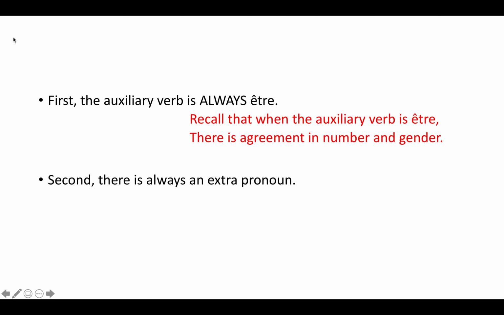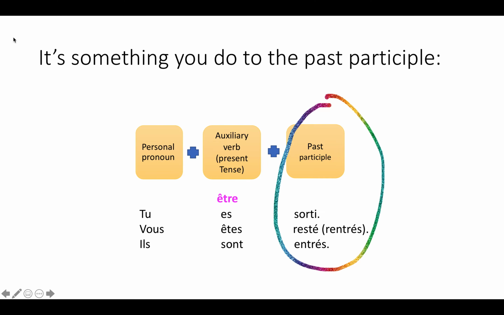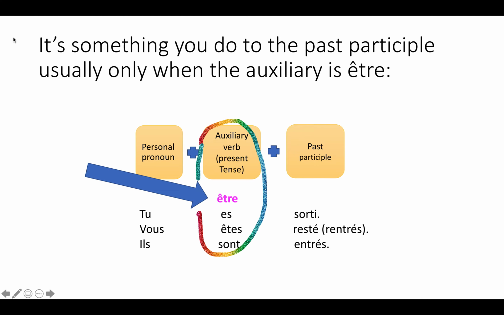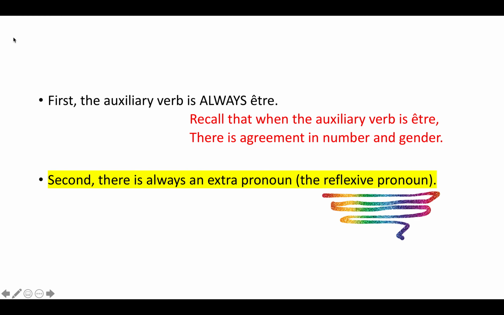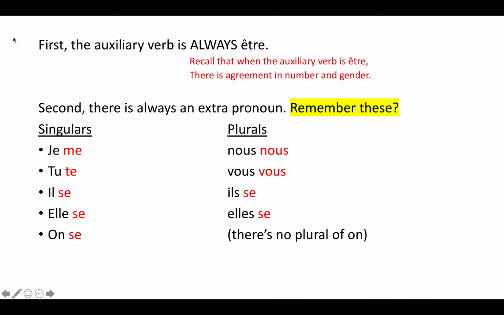Recall that when the auxiliary verb is être, there is agreement in number and gender. Agreement in number and gender is something that you do to the past participle, and it reflects the gender of either the noun or the personal pronoun. You only use it, usually, when the auxiliary is être. Second, there's always an extra pronoun, and that's the reflexive pronoun. Remember them? So let's take a quick step back.